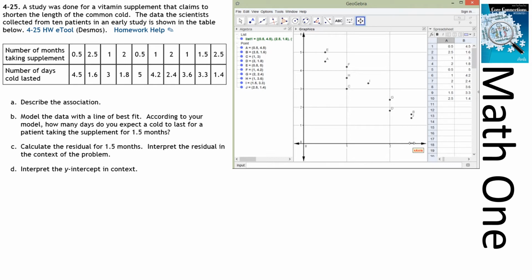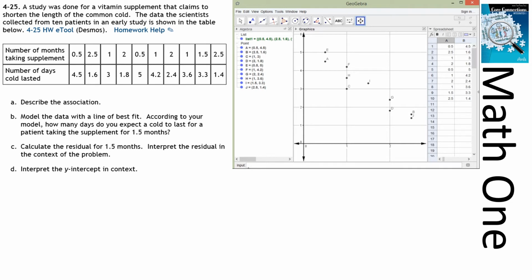It could be other factors. It could be maybe these people that are just more reliable about taking the supplement take better care of themselves. But we are seeing that there's an association here, right? As one variable increased, the amount of time that they've been taking the supplement, the length of the cold decreased.